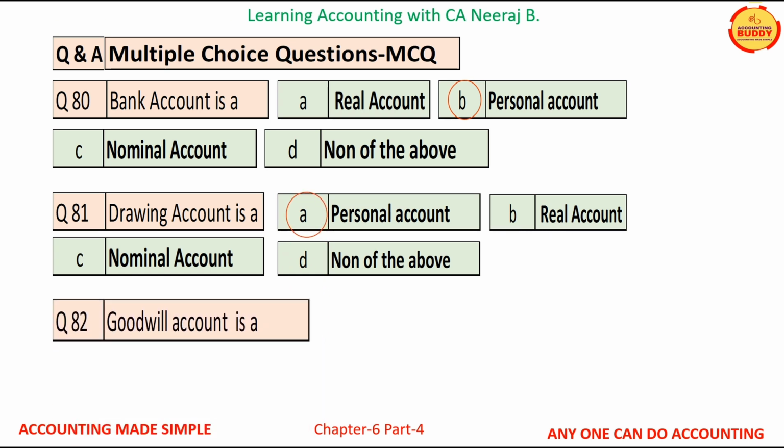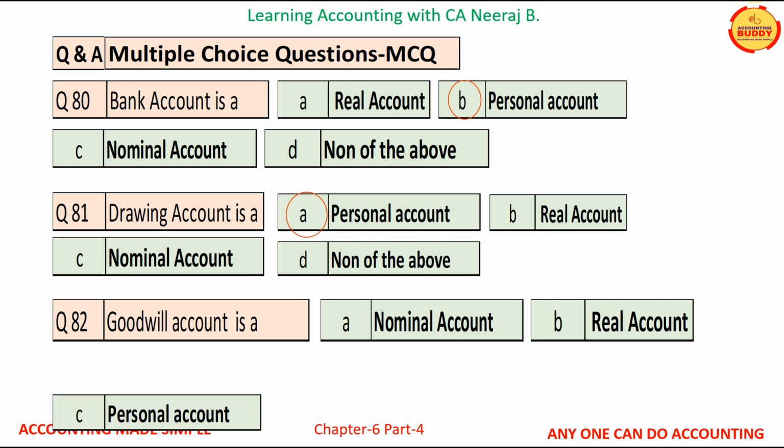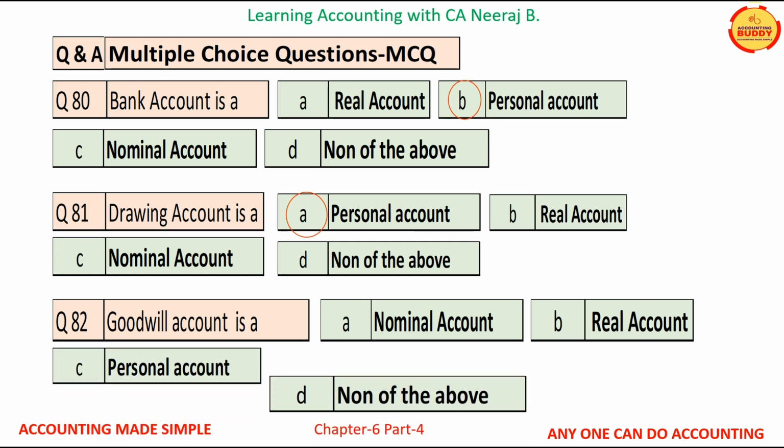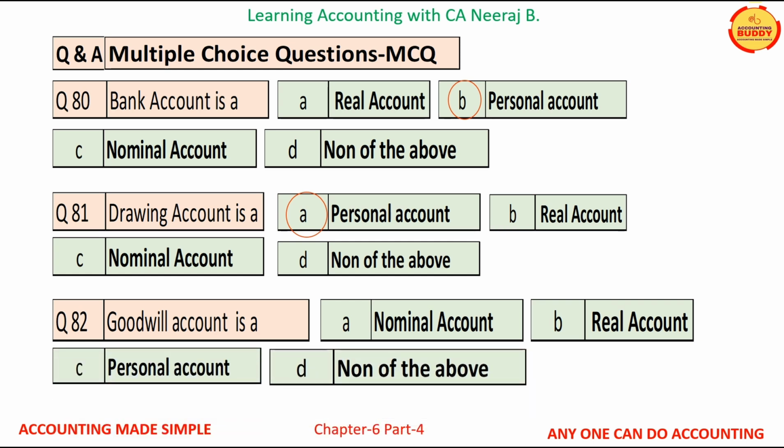Question number 82 is goodwill account is a, the options available are option A nominal account, option B real account, option C personal account, and option D none of the above. Goodwill being an asset, it is a real account, so option B is the correct answer.